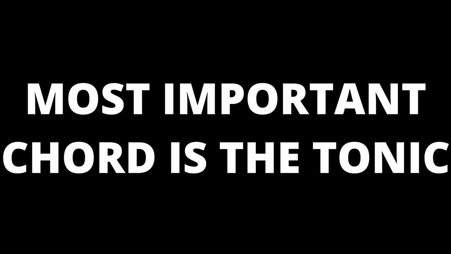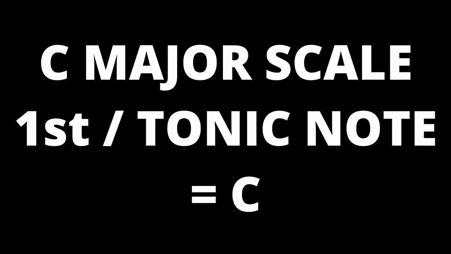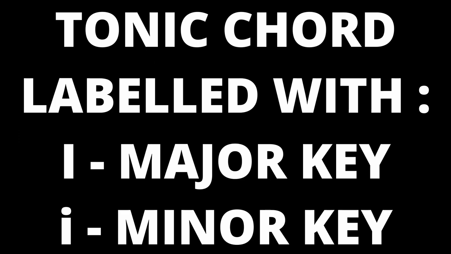The most important note in the scale is the tonic note, and similarly, the most important chord in a key is the tonic chord. This chord will feel like home and will have the same letter and tonality as the relevant scale. For example, in the C major scale, the first note or tonic note is C. In the key of C major, the tonic chord is the C major chord. You may see this labelled with the one Roman numeral.